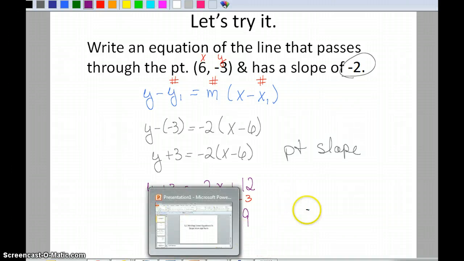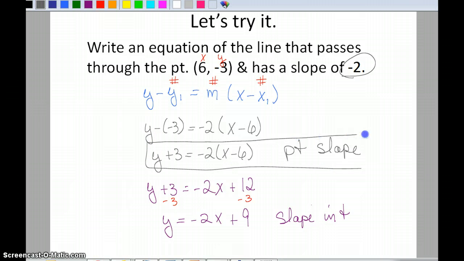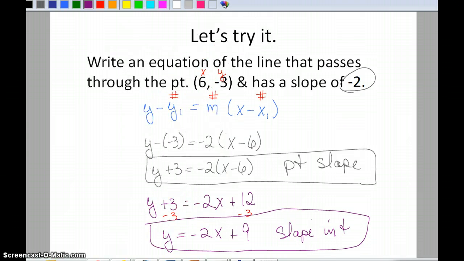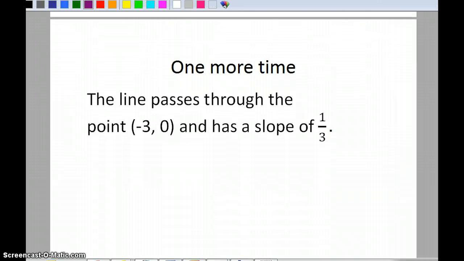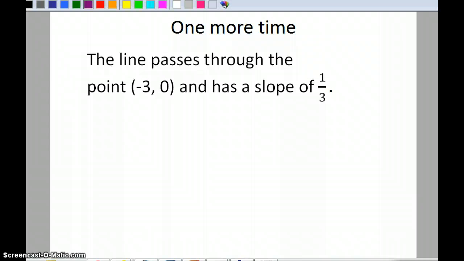All of a sudden, when I simplified the point-slope form, I automatically turned it into slope-intercept form. So when you simplify point-slope, you get slope-intercept. Okay, let's do one more. The line passes through the point -3, 0, and has a slope of 1/3.